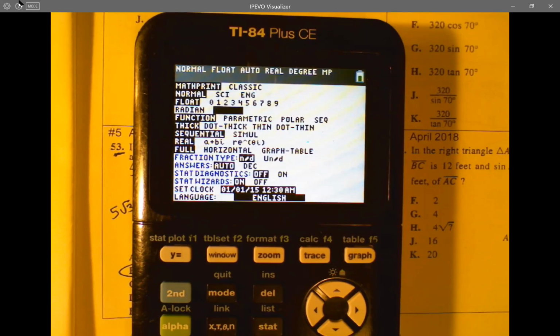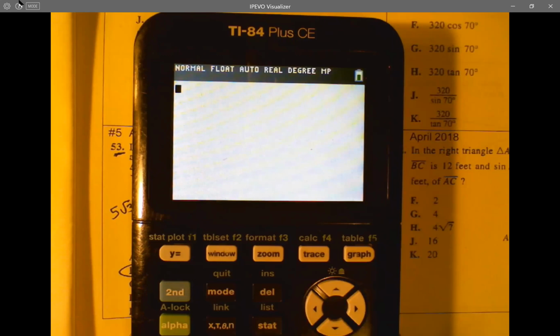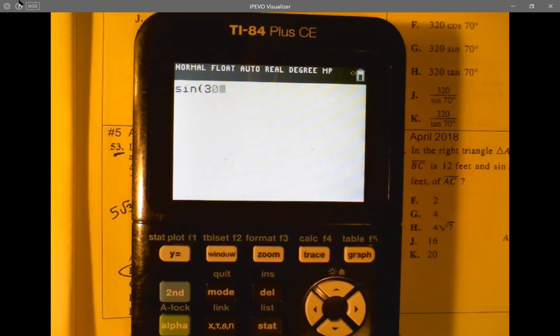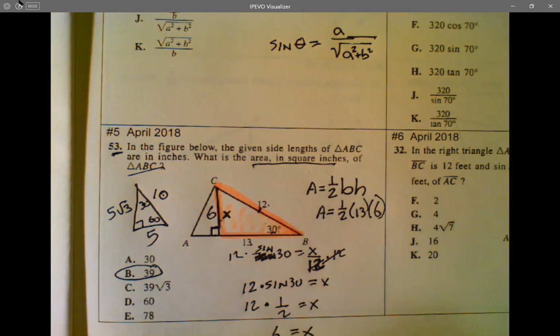It's kind of like Fahrenheit and Celsius. They both describe the same temperature, like 32 degrees Fahrenheit is the same thing as 0 degrees Celsius, just different scales. So if you change it to degree and then type in sine of 30, see how we get 0.5 now? Just be aware of that. I want to make sure you're in degrees.